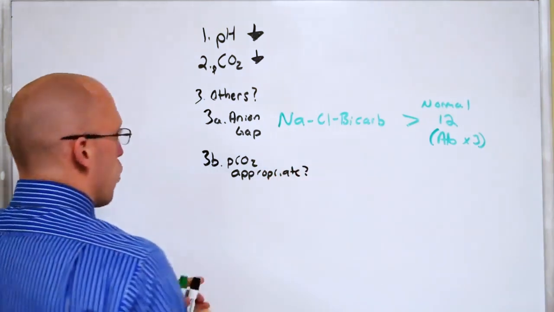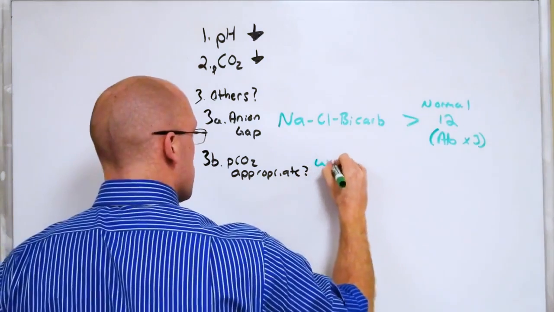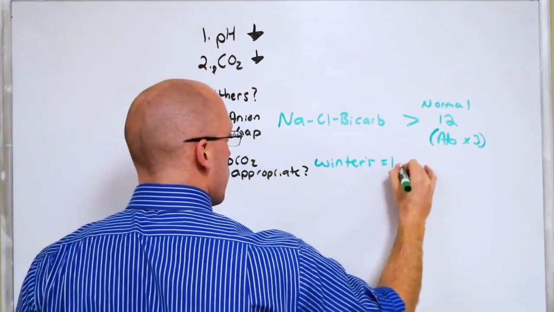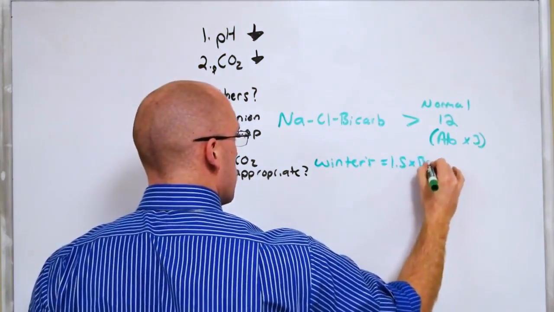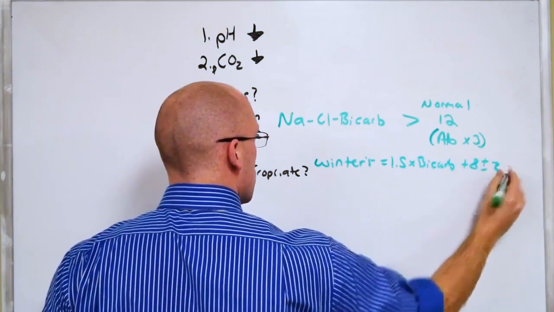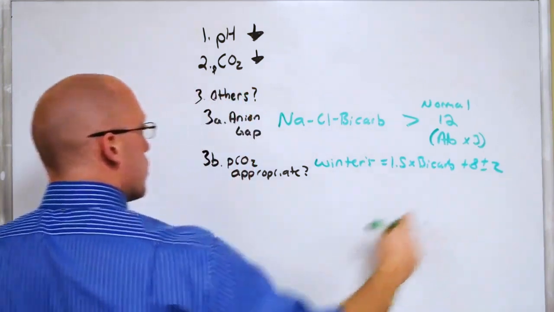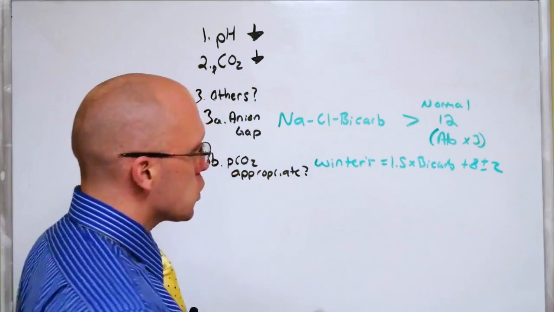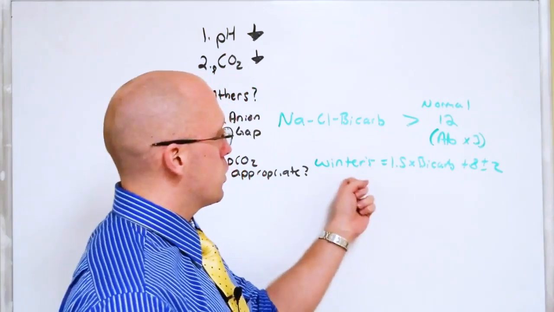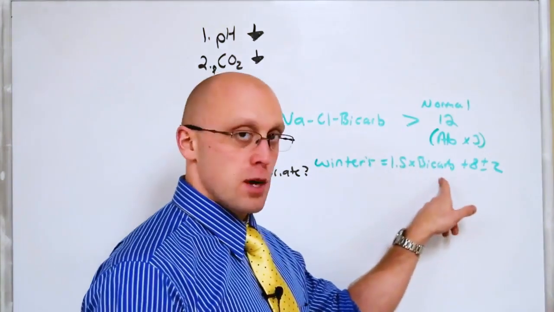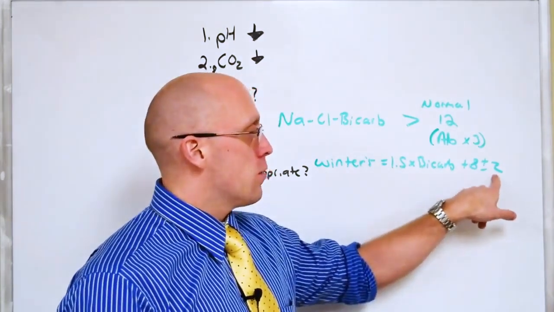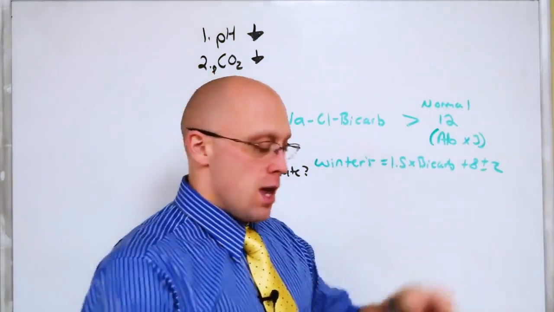You do that with Winter's formula. Winter's formula is 1.5 times the bicarb plus 8, plus or minus 2. A little fudge factor, a little wiggle room. So what you do here is you take the bicarb you're given, you plug it into Winter's formula, 1.5 times that bicarb, you add 8 to that, and you've got a range, this is plus or minus 2.